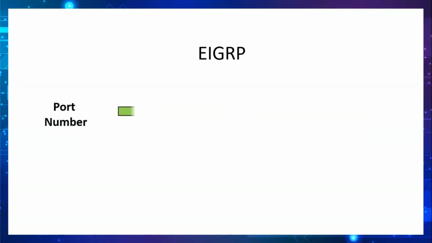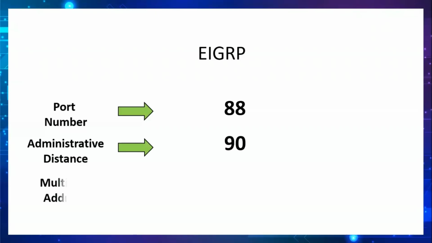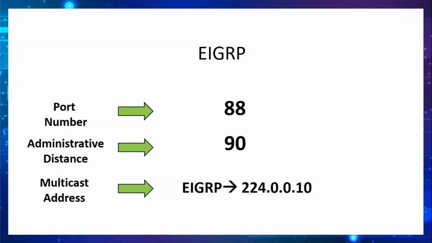We will see the EIGRP protocol number and the AD value. The protocol number is 88 and the administrative distance is 90. And the multicast IP address of EIGRP is 224.0.0.10.